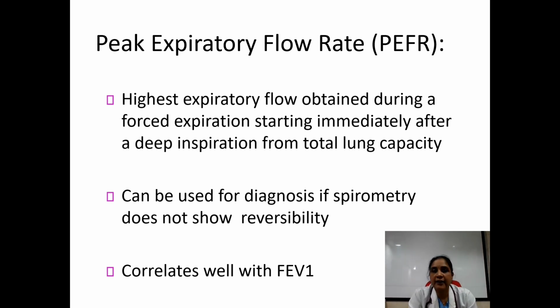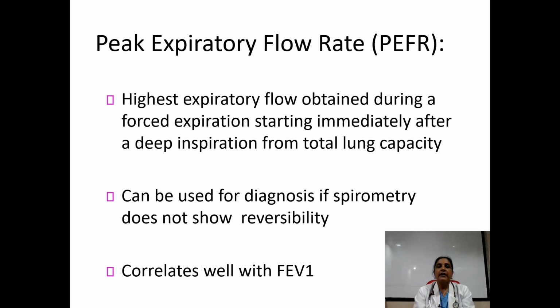Now what if you do not have spirometry? Then there is a handheld device called a peak expiratory flow meter, which you have to ask the patient to hold, inhale full and blow, and there will be a pointer which moves up and down, and by the airflow it will move down. So what will you measure? You will measure the highest expiratory flow obtained during a forced expiration starting immediately after a deep inspiration from total lung capacity. Don't worry, you just have to ask the patient to take a deep inhalation, put the device in the mouth, ask them to blow and see the value.